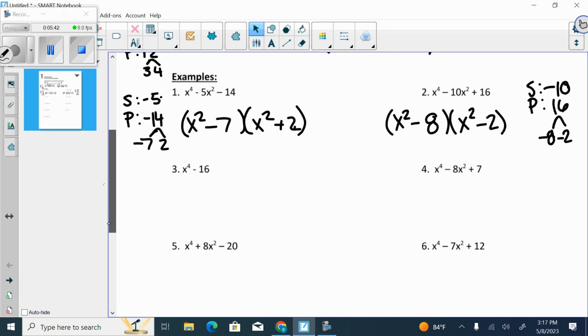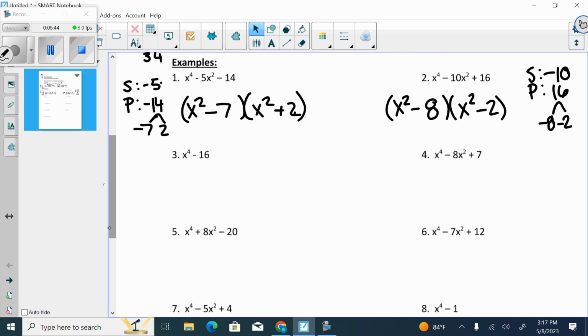Number 3. Does this one have a GCF? No? Okay. All right, so now I look for S and I look for P. S has to be in the middle. Do we have an S? No, so what must it be? 0. And what's my P? Negative 16. All right, so what multiplies to give us negative 16 and adds to give us 0? Negative 4 and positive 4. Very good.